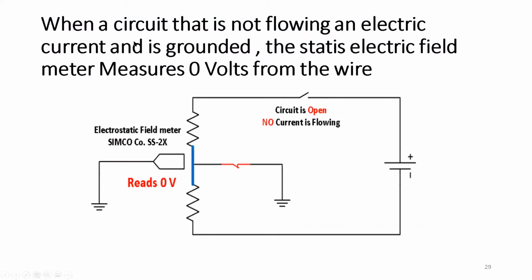So we had to do an experiment. When a circuit's not flowing any electric current and is grounded to earth ground, this big sphere that's conductive, the static electric field measures 0 volts from the wire. And this is a little circuit here where we just have a battery with no connection to ground. We have a switch to open and close it. We also have a switch to ground.